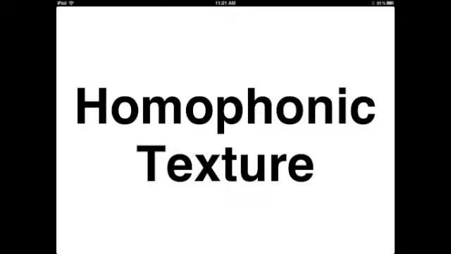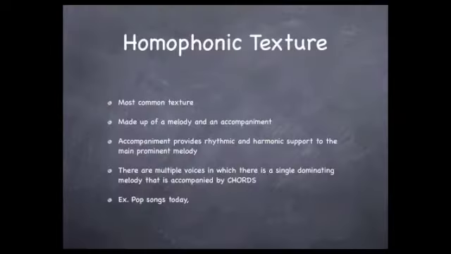And finally, we have homophonic textures. Homophonic textures are characterized by a melody that stands out in a piece with instruments in the background accompanying it. It is by far the most frequent texture we hear today. And there are multiple voices in which a single dominating melody is accompanied by chords. We can see this in pretty much all the pop songs on the radio today.